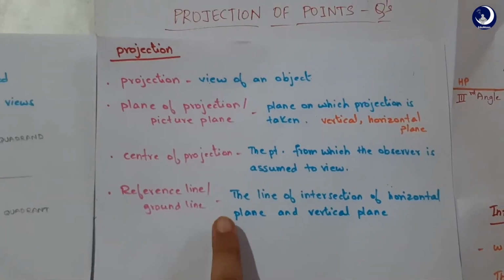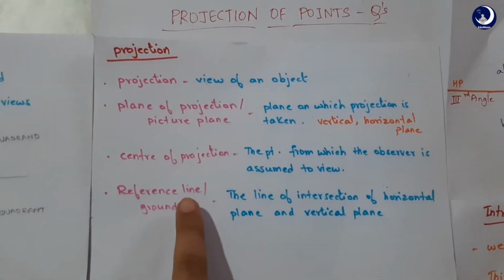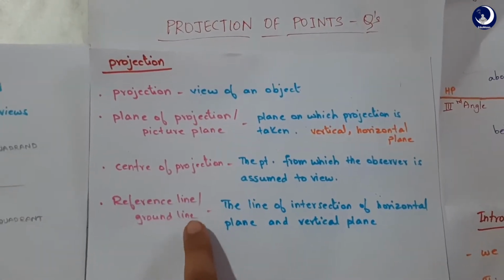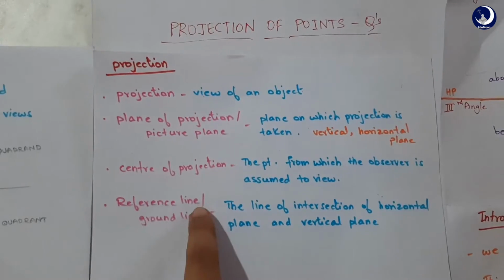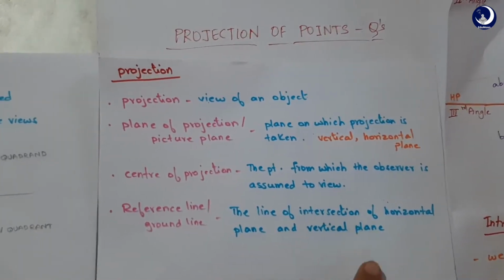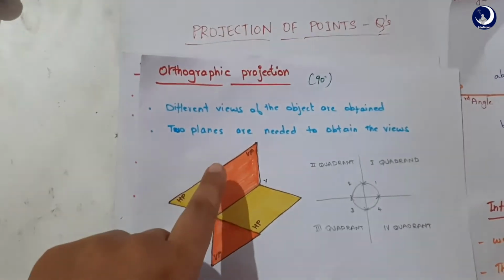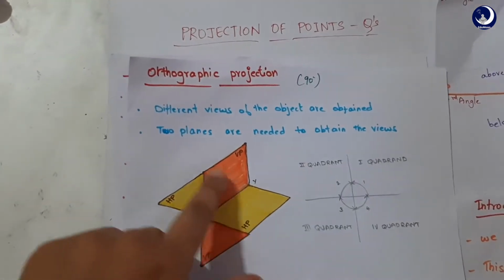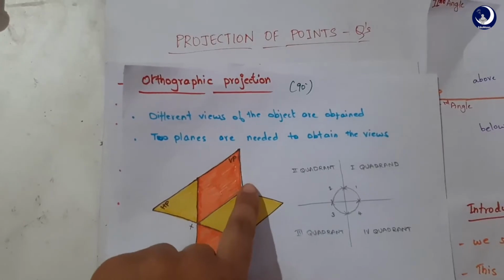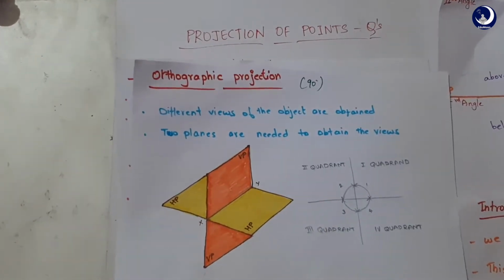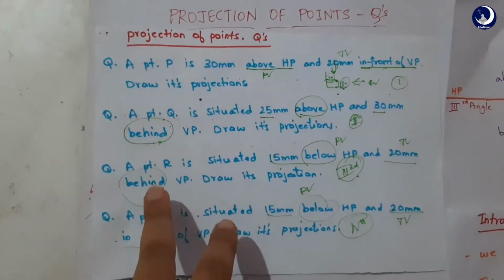And finally, before we discuss some questions, this last definition I said that I'll discuss later. So reference line, that is the line of intersection of the horizontal plane and vertical plane. So basically that is the line of intersection of the horizontal plane and the vertical plane. So here XY is the reference line. Now let us solve the first question.